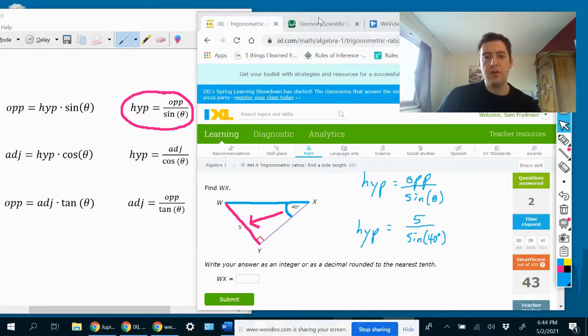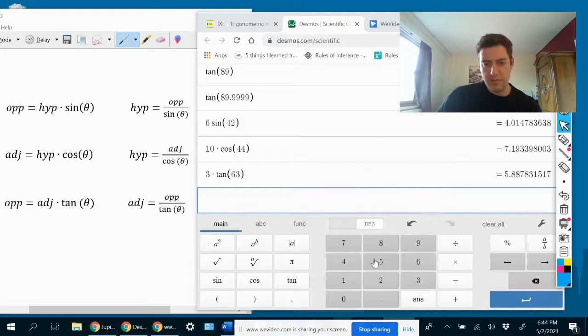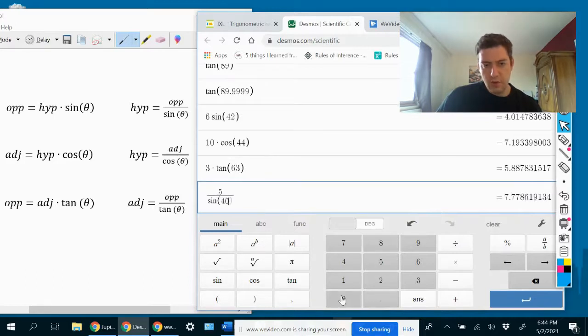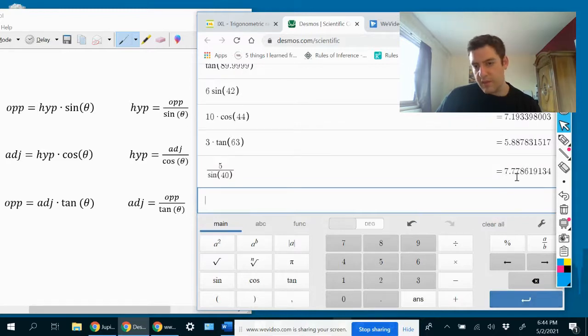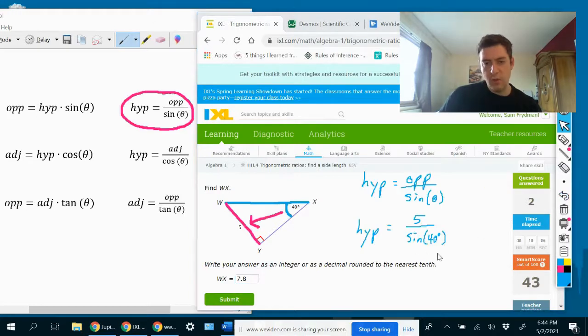All right, so again, we'll just go over to here. We did all the hard part. Now we're just plugging it into the calculator. 5 divided by, what did I say? The sine of 40, was it 40 degrees? Yeah. Okay, so 7.78 and so on. Rounded to the nearest tenth, that would be 7.8. Okay, just reminding everybody how we did that.